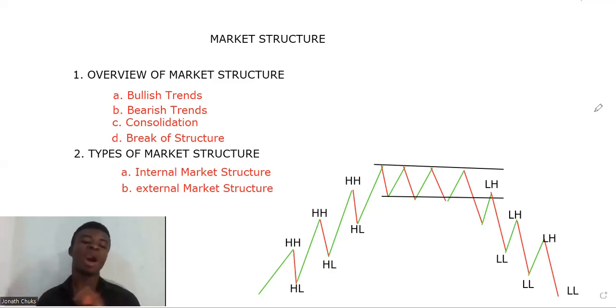So the next one is the type of market structure, guys. By type of market structure, we will not talk about that one here because it's more of practical. So join me, let's go to live charts. At that particular place, I'll show you the internal market structure, and I will show you the external market structure.